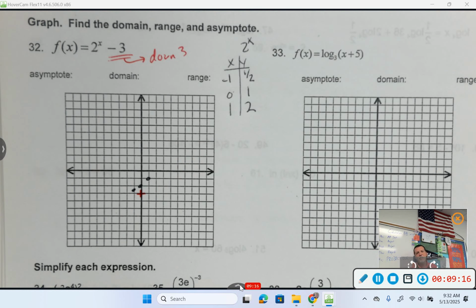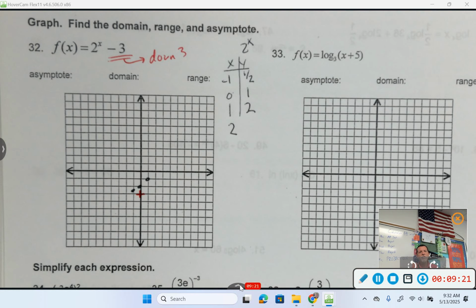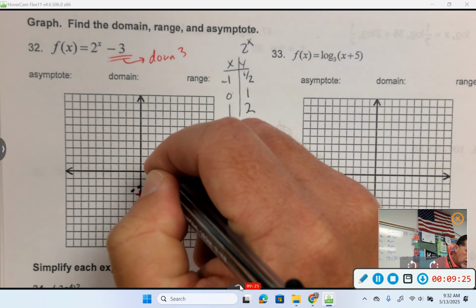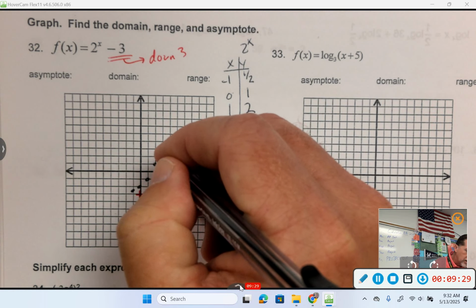That's not much. What would the next point be if I wanted to make sure I'm headed the right direction here? 2, 4. Yeah. And now I've got the hang of things. So 3, 8 would be on the graph as well if we really want to.